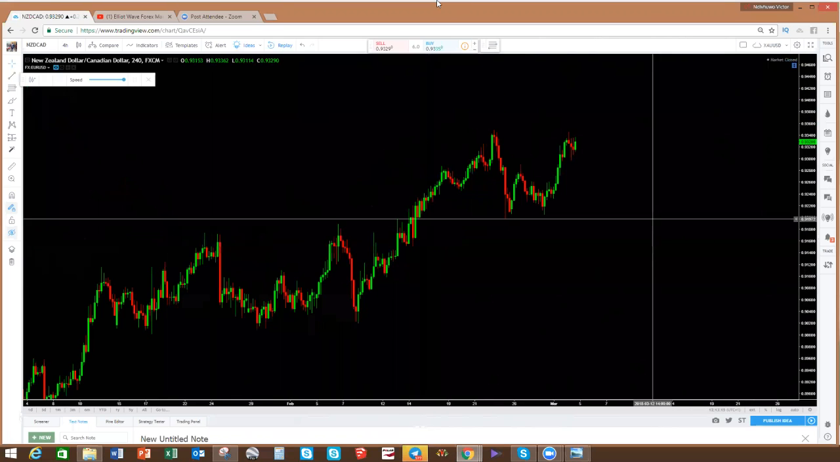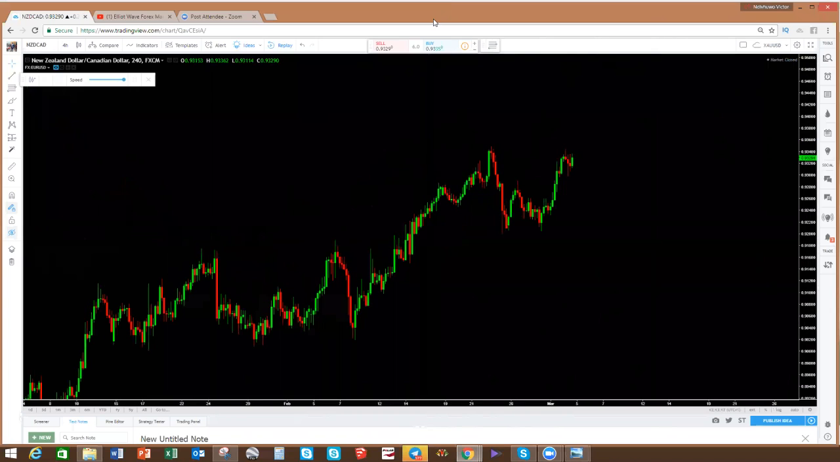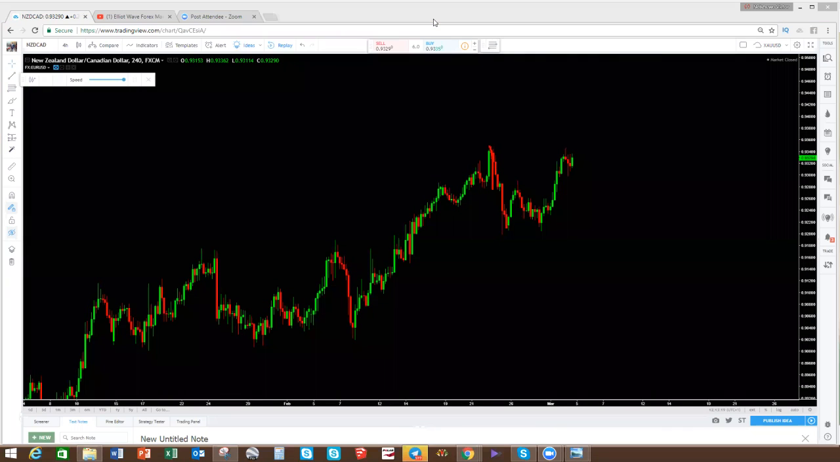Okay, so what this actually did, which you don't see, is that it made a 3-wave pullback, a very sharp 3-wave pullback. And after that, it made a sharp impulsive move up. And on Friday, we got all of this. Between Thursday and Friday, we got all of this move to the upside.